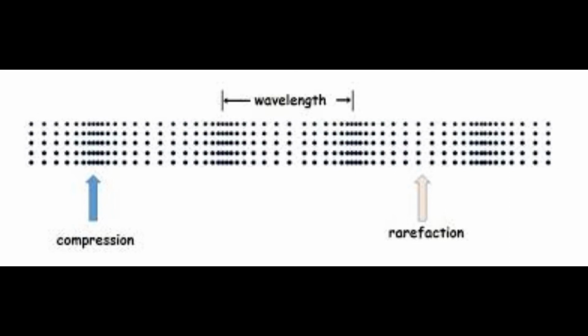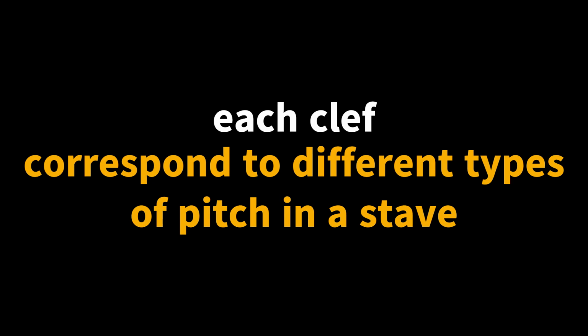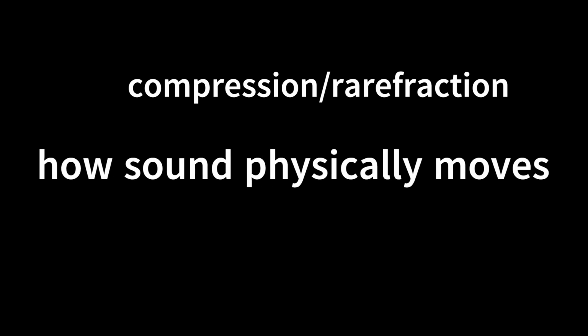Pitch is determined by the frequency of the sound wave, which is the number of compressions or rarefactions that pass a point per second. The reason why this is important is because different clefs make different ranges easier. Each clef indicates how the lines and spaces of the staff correspond to pitch. Frequency is the actual wave speed, pitch is what you hear, clefs are how pitch is written in music, and compression/rarefaction is how sound physically moves.